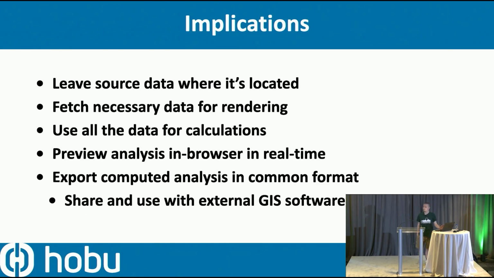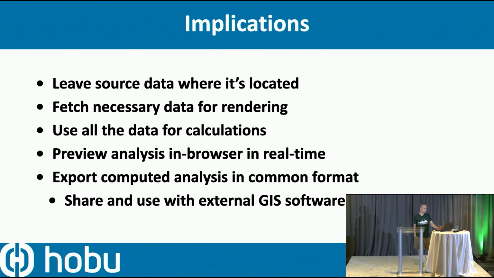So why is this cool? Largely because of the cloud-optimized formats and the capabilities of the browser and CesiumJS. The implications of our 2D viewshed is that we're able to leave the data where it's at. We don't have to pull it around from server to server. And we can fetch just what we need when we need it. So just the raster tiles at the right level of detail when you're zooming in, but then when you go to do computation, you can actually grab all of the data because of the organization.